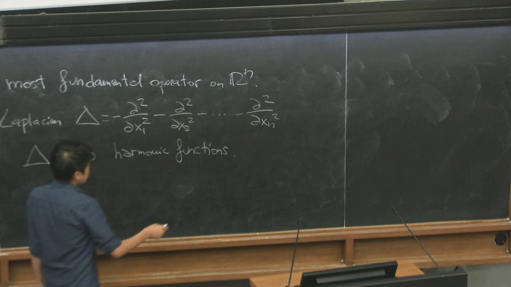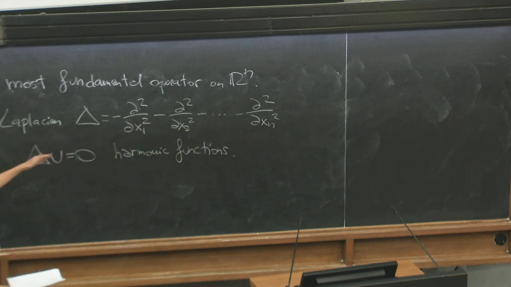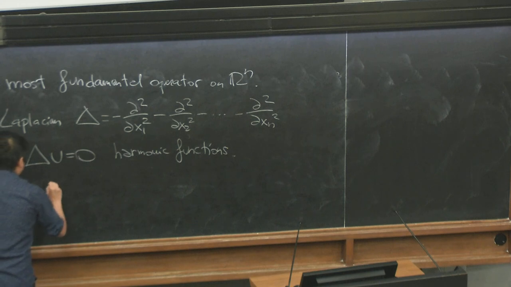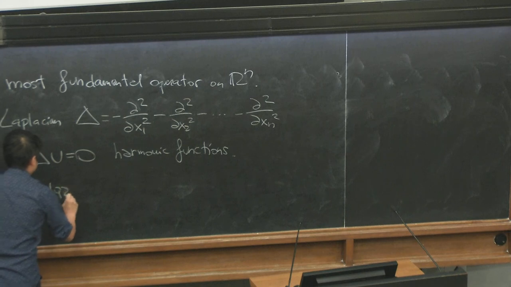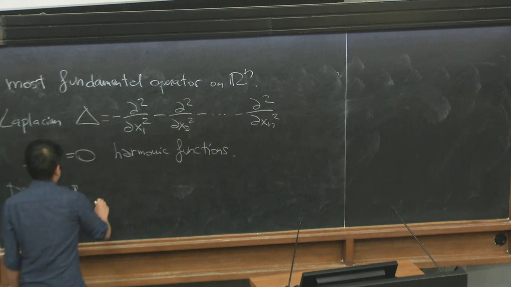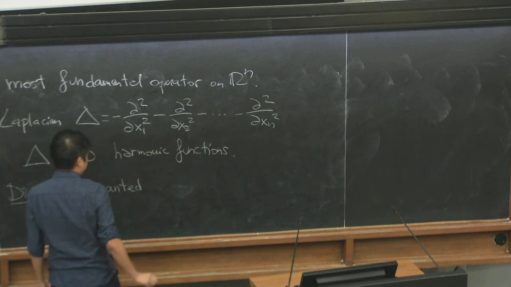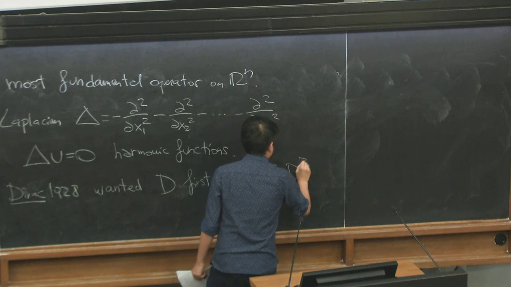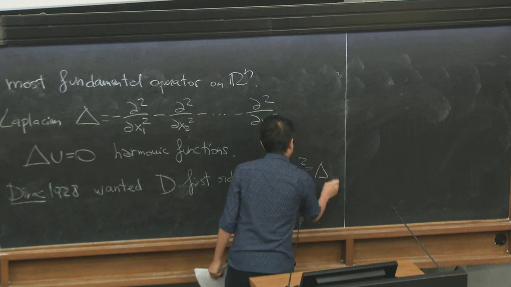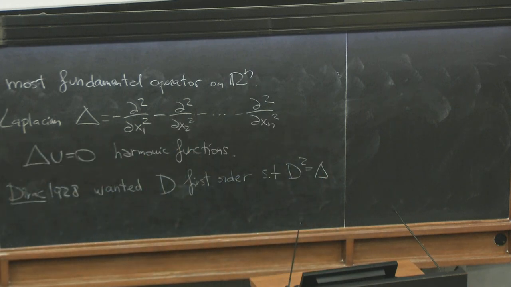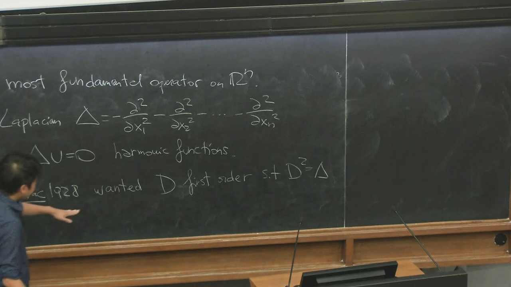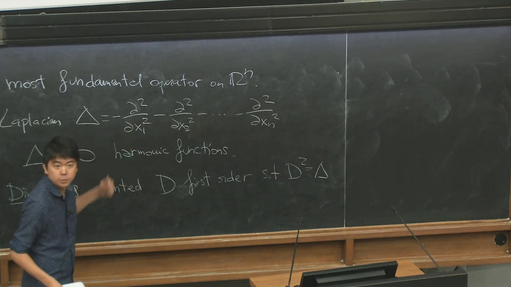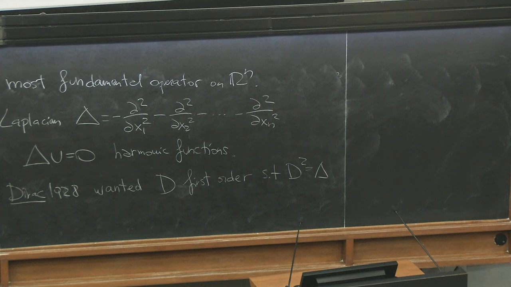Okay, so this is very nice. It's a second order operator, it involves second derivatives. And Dirac, in 1928, asked himself: he wanted a first order operator D such that D squared is the Laplacian. He was motivated by trying to study the quantum mechanics of electrons. From our perspective, it's just, can you find some operator that squares to the Laplacian? Even from a very basic perspective, it's nice to have a first order equation because it's much easier than a second order equation.